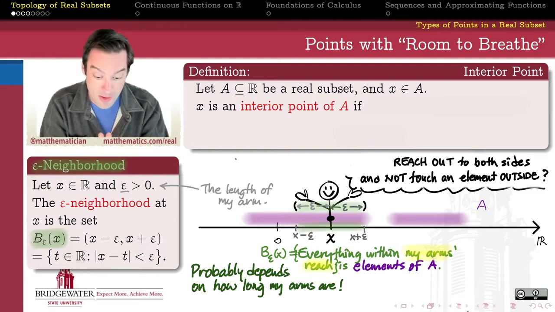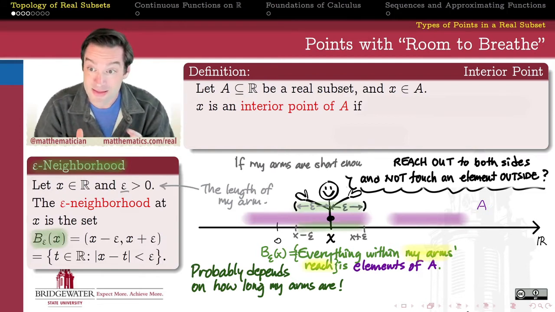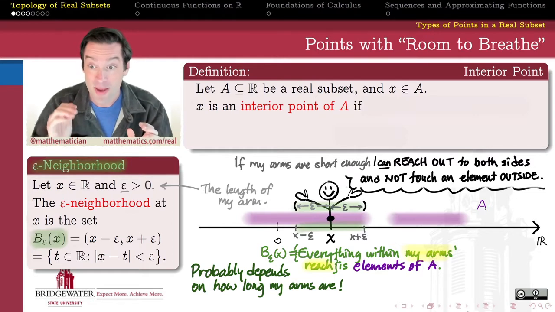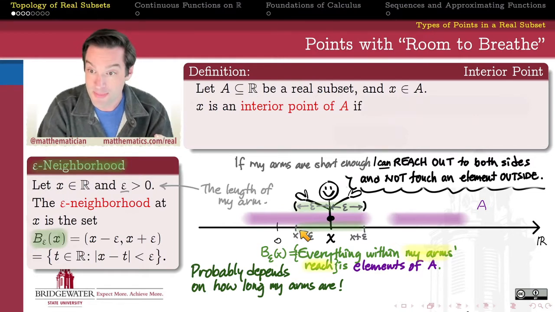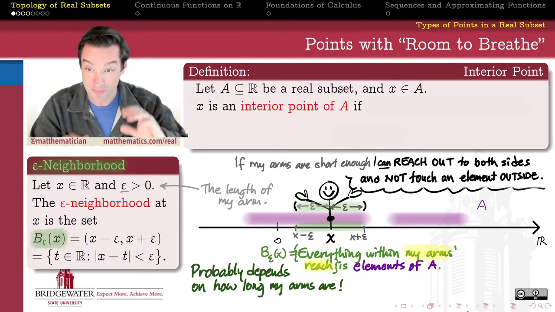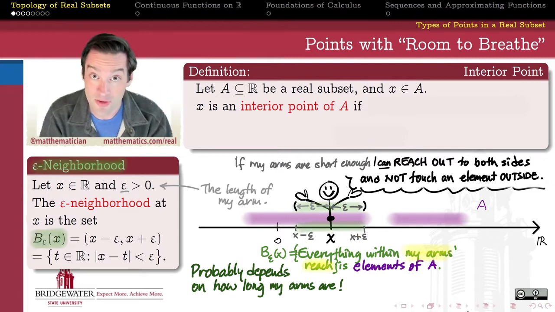So if we're talking about the real numbers in the real number line, that's nothing more than the open interval from x minus epsilon to x plus epsilon. Right? The left endpoint over here, the right endpoint over there, and everything in between. So that open interval is what we call the epsilon ball centered at the real number x.